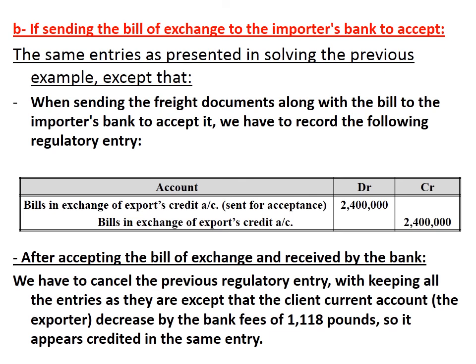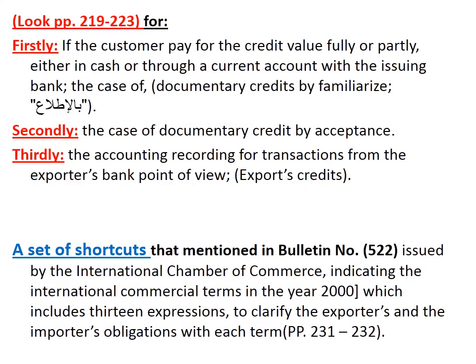After accepting the bill of exchange and received by the bank, we have to cancel the previous regulatory entry, keeping all the entries as they are, except that the client current account, that is the exporter, decreases by the bank fees of 1,118 pounds, so it appears credited in the same entry.